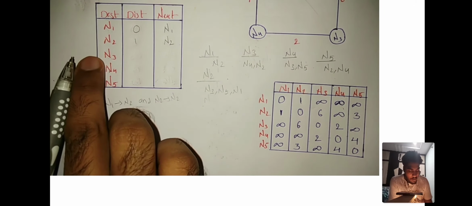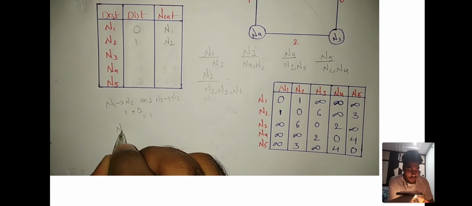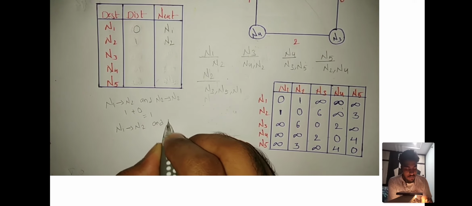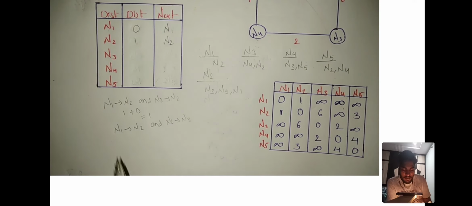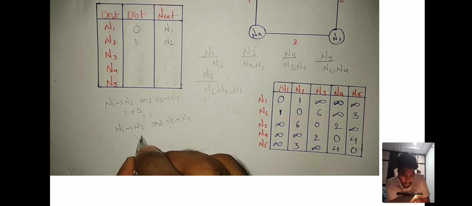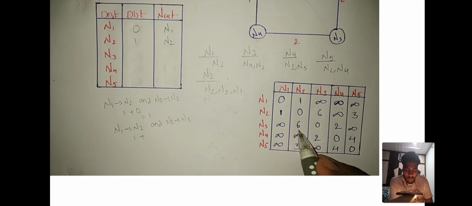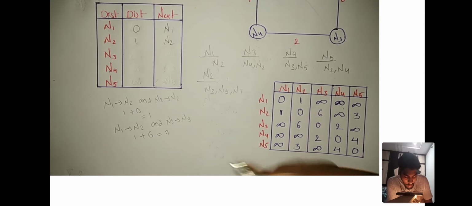And next, we have to go to n3 from n1. So what's the path? We have to go n1 to n2 and n2 to n3, right? What is the distance from n1 to n2? n1 to n2 is 1. Plus, what is the distance from n2 to n3? n2 to n3 is 6, because we have to use only the n2 distance vector. What is the total distance? 7. Distance is 7.